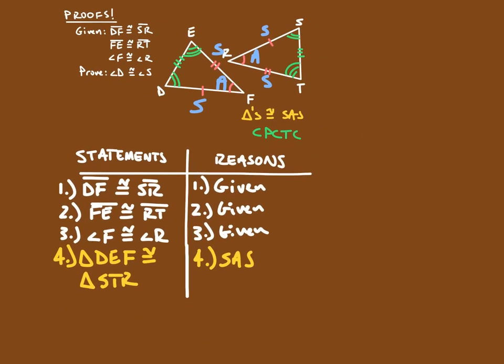All right, so then what I can say in step 5 is that angle D is congruent to angle S. And the reason that I can make that statement is because corresponding parts of congruent triangles are congruent, also known as CPCTC. And so that's what I'm doing. If we can identify that two triangles are congruent, their corresponding parts are congruent, and we can prove anything else here. So hope you enjoyed this video, and we'll talk to you guys soon.